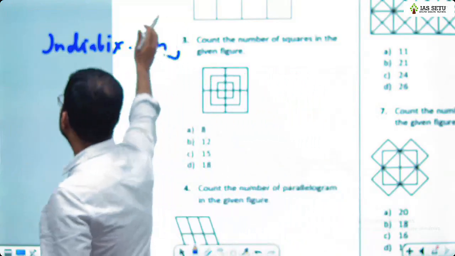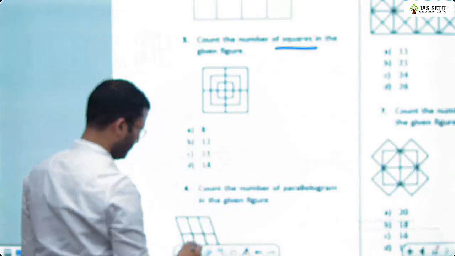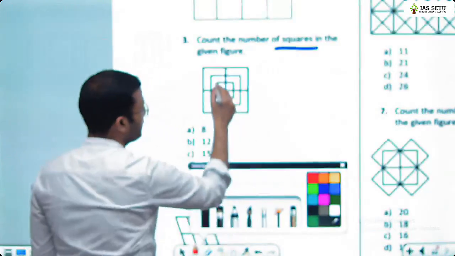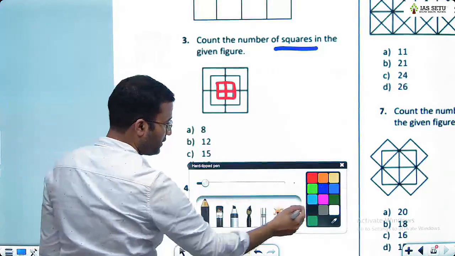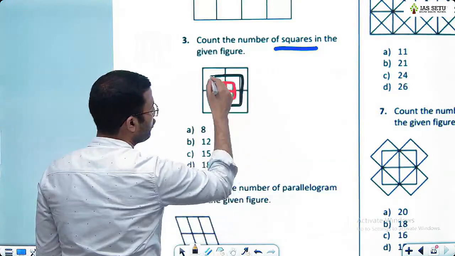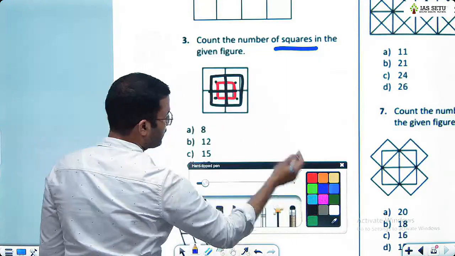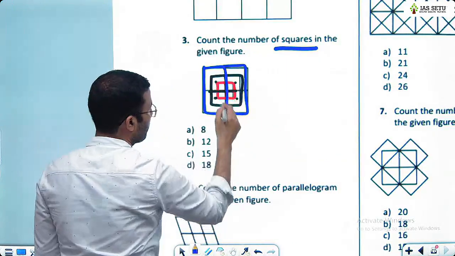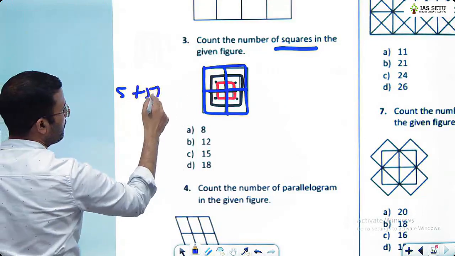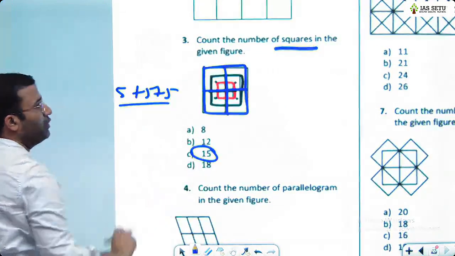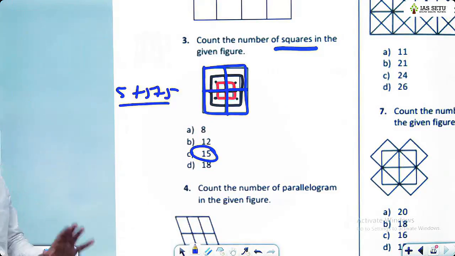Now I take question number 3. In question number 3 they ask number of squares. So simple thing is this plus, there are 5 squares. Then the bigger size, ये वाला, it also give 5. 1, 2, 3, 4, bigger one, and the largest one, that also give you 5. So you have 5 red color, 5 black color, 5 blue color. There are total 15 squares. See, is there any other square I have missed? सब count हो जाएंगे इसमें.